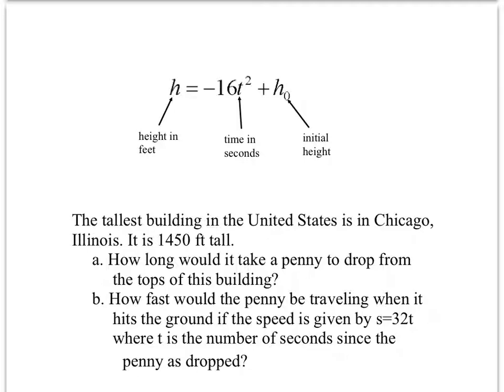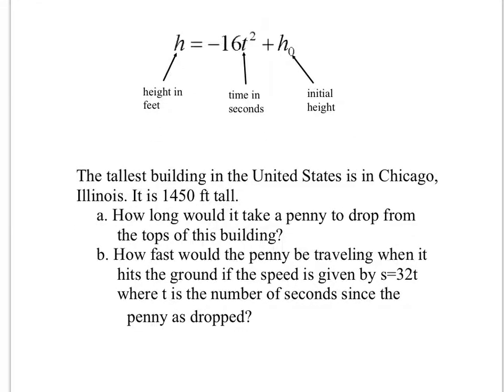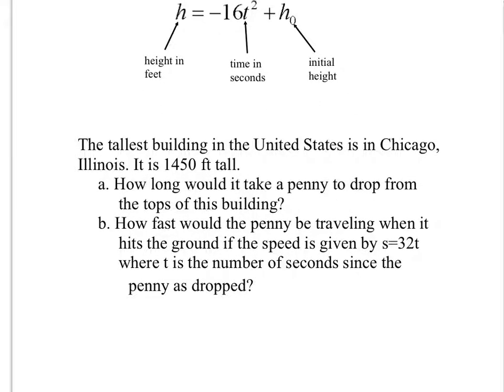If you are in physics, you might recognize if this said -9.8. If this number instead of -16 was 9.8, then you're talking about it in meters. It's the same equation, just in meters. So the 16 comes from being in feet. So here's our problem. The tallest building in the United States is in Chicago, Illinois. It is 1450 feet tall. That's going to be an important thing for us later.